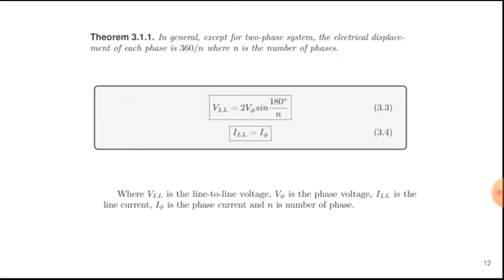And line current is equal to the phase current. Why? Because we saw in the diagram, it's just in series with the phase and the line. They're the same. The current flowing through the phase is the same as the current flowing through the line.